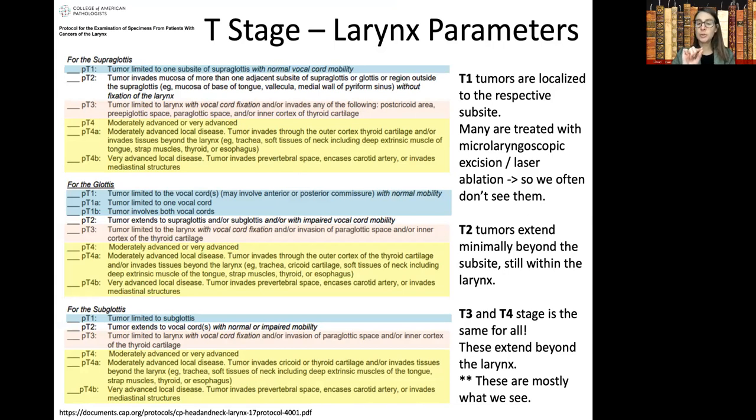Many of these smaller tumors are treated with microlaryngoscopic excision endoscopically using laser ablation, so we don't often see these very small T1 tumors. T2 tumors extend beyond the one subsite, but are still confined within the larynx. And T3 and T4 all essentially extend into some laryngeal, paralaryngeal space or beyond the larynx. And we often see T3, T4 tumors as salvage laryngectomies.